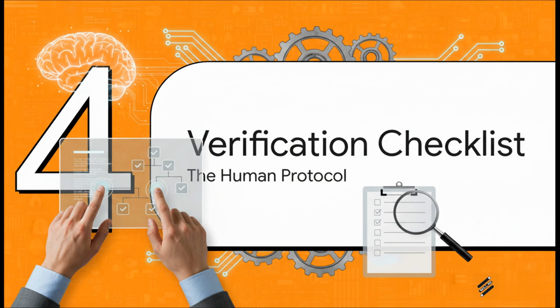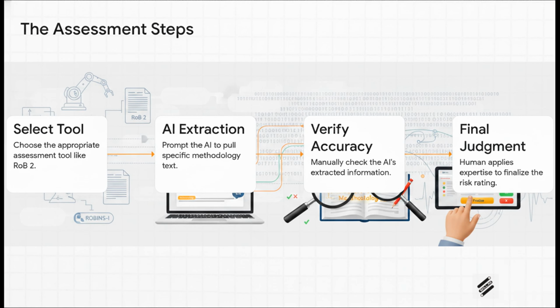Section 4. The Protocol. Human Verification Checklist. All right, this is your concrete 4-step playbook for executing a hybrid AI-human workflow. Step 1, select your tool, like RoB 2 or ROBINS-I. Step 2, isolate the methodology section text and prompt the AI to extract exactly what you need. Step 3, and listen, you absolutely cannot skip this, verify the AI's accuracy manually against the original paper. Did it actually pull the correct randomization method? Finally, Step 4, you, the human expert, finalize the risk judgment based on that verified data. It's that simple, but you've got to stick to the script.